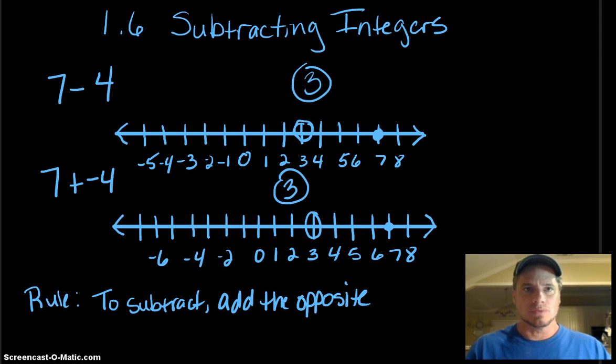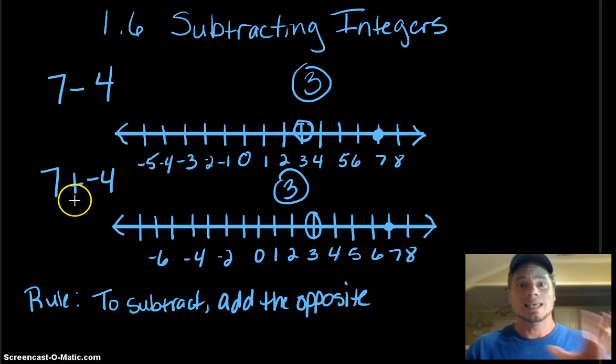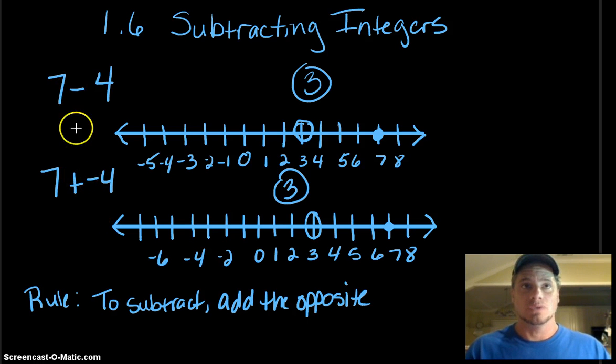Okay, so there's a rule that we want to look at down here. The rule is to subtract, add the opposite. So instead of 7 minus 4, we add the opposite, which is 7 plus negative 4. Remember, 4 and negative 4 are opposites. So if we change the sign to addition, we have to change one more thing to keep the problem the same. We change the sign of the number behind it. You have to change at least two things if you want to keep the expression the same. If we just change the sign, it's going to change our expression.